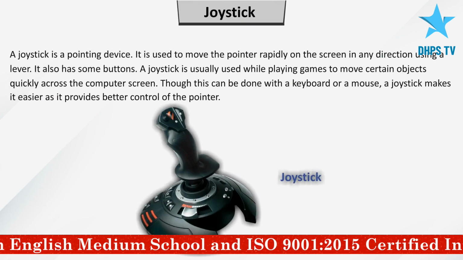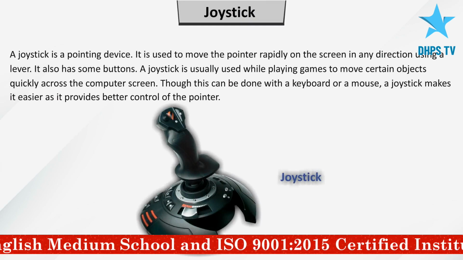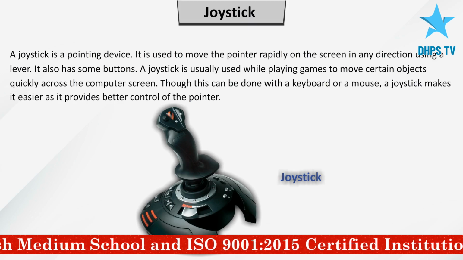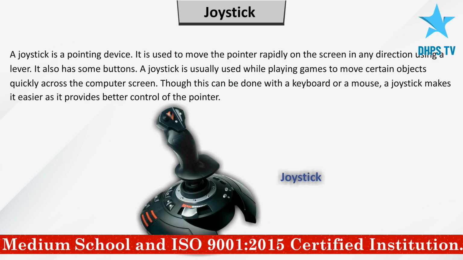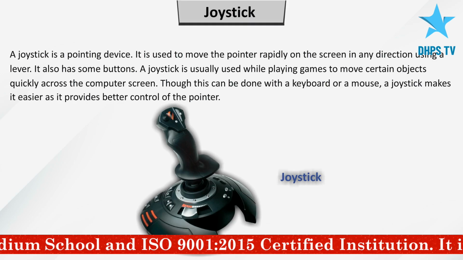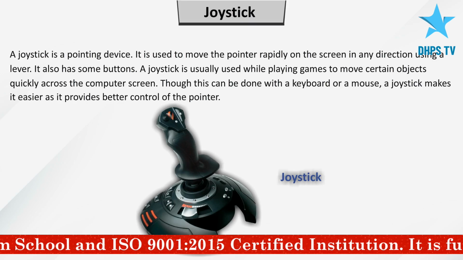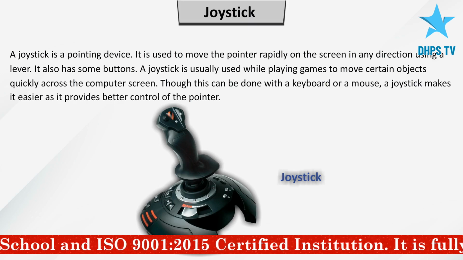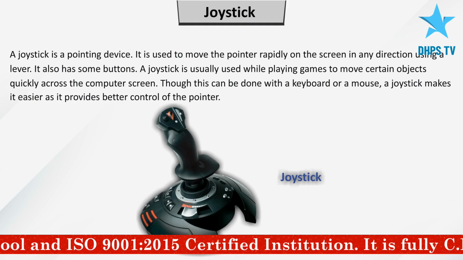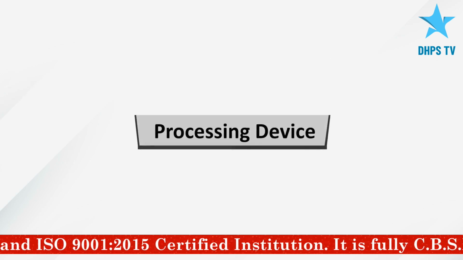Joystick. A joystick is a pointing device. It is used to move the pointer rapidly on the screen in any direction using a lever. It also has some buttons. A joystick is usually used while playing games to move certain objects quickly across the computer's screen. Though this can be done with a keyboard or a mouse, a joystick makes it easier as it provides better control of the pointer.